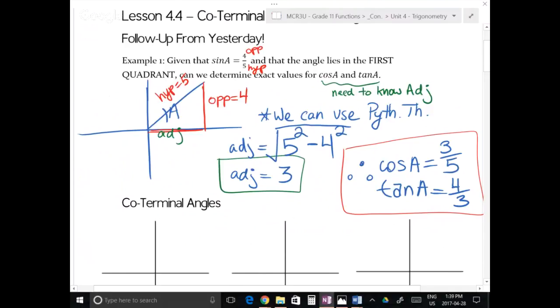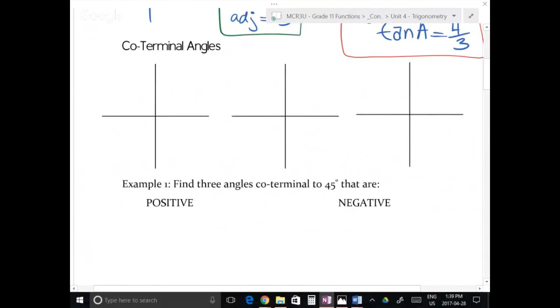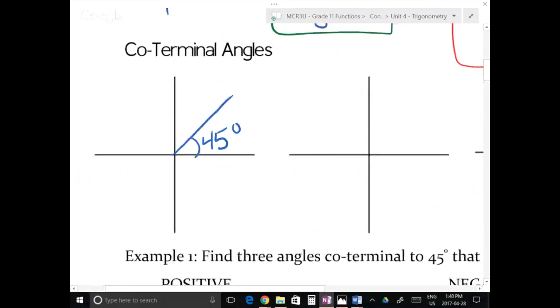All right. So now today, we're going to talk about coterminal angles. So let's say I have this angle right here, and it's 45 degrees. What does coterminal mean? What's that mean? What does co mean as a prefix?